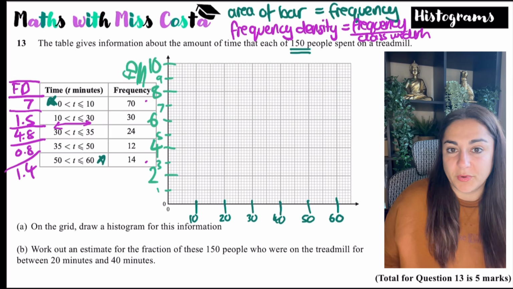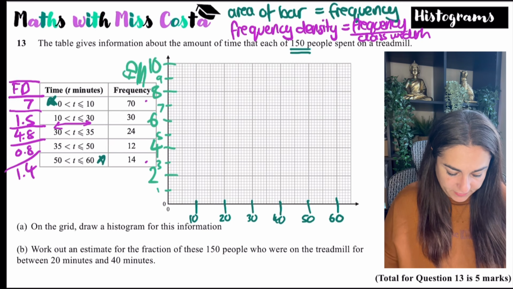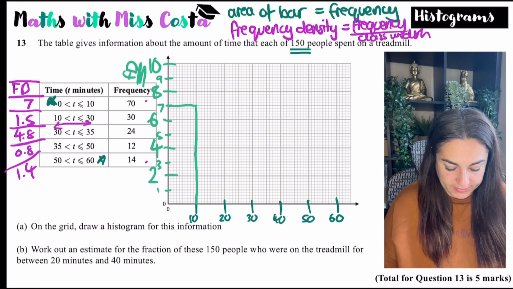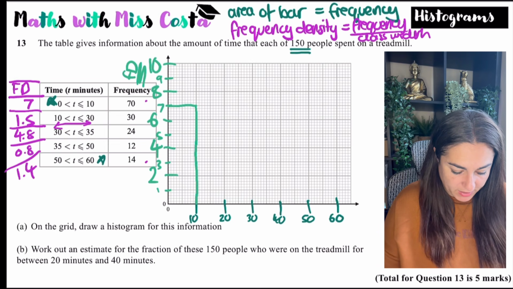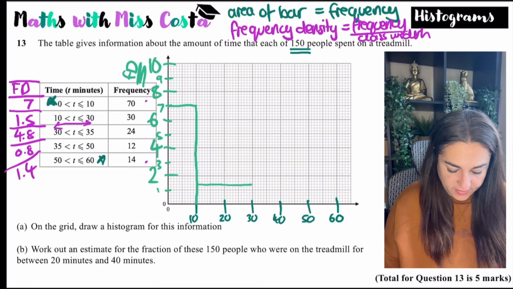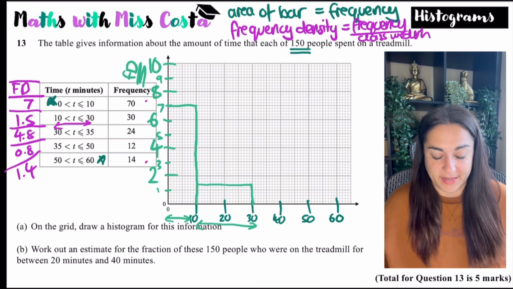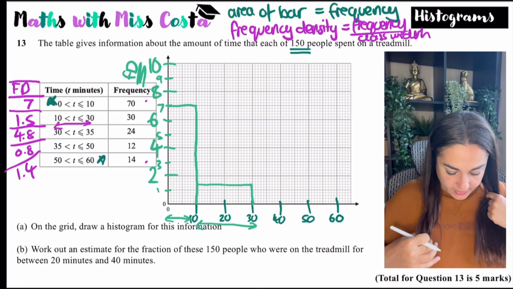Okay, so now we start drawing our bars. Our first bar has a frequency density of 7 and a class width of 10. So I'm going to go across 7 and to 10, and that's going to be my first bar. My next bar has a frequency density of 1.5, so it's going to be here, and a class width of 20, so it's going to go all the way to 30. So between 10 and 30 is the second bar, and between 0 and 10 is the first bar. That's how you represent the class widths.